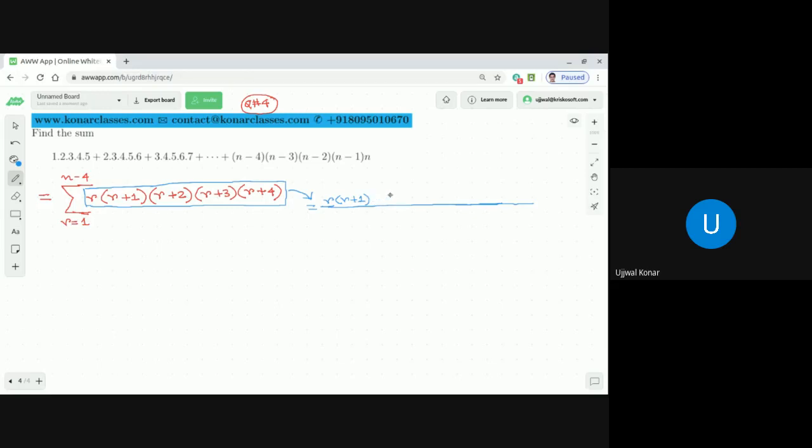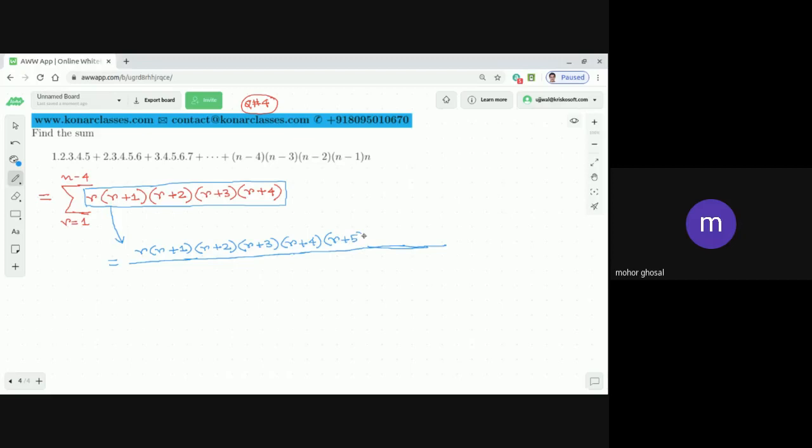Okay, let me do one thing. Let me write it here so that it will be a big expression. Because I know I need to divide by something, whatever I'm going to write is r into r plus 1 into r plus 2 into r plus 3 into r plus 4, and I am just introducing one more term, r plus 5. Got it, no?